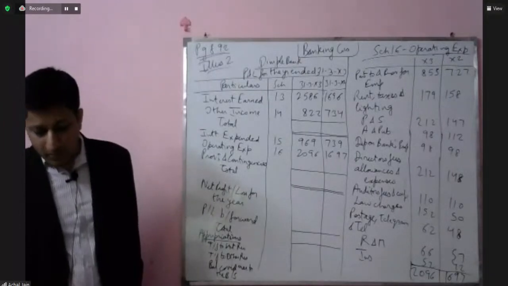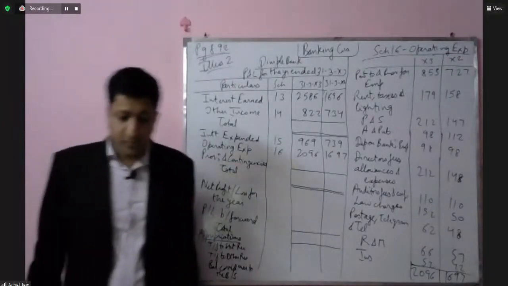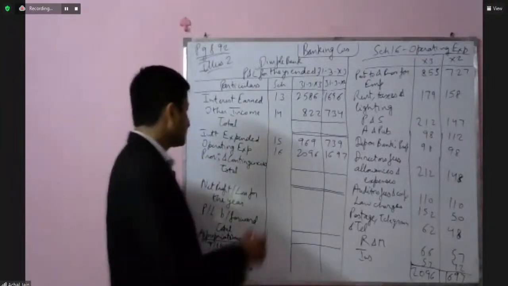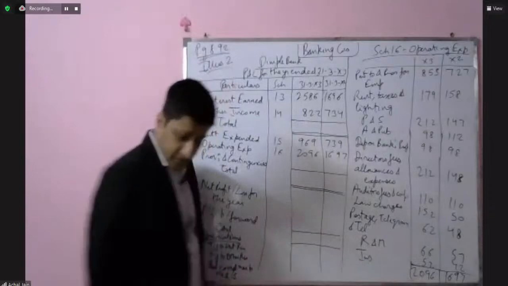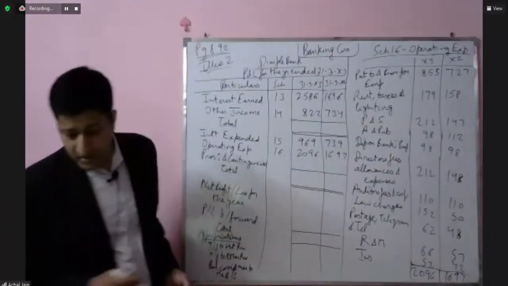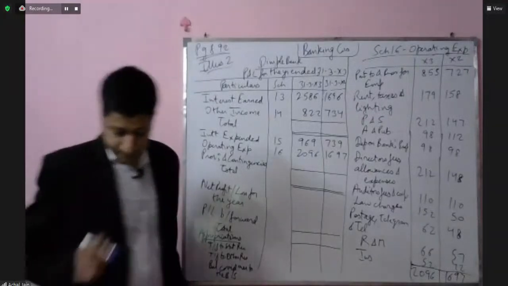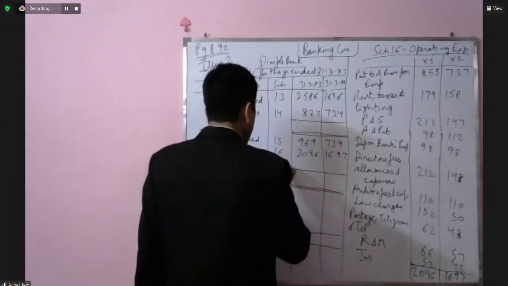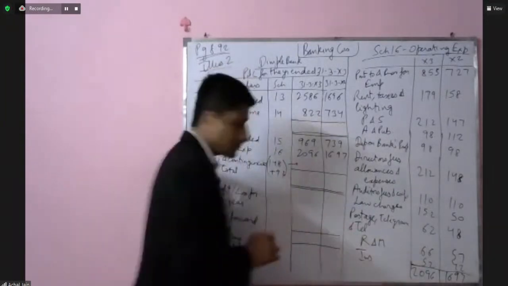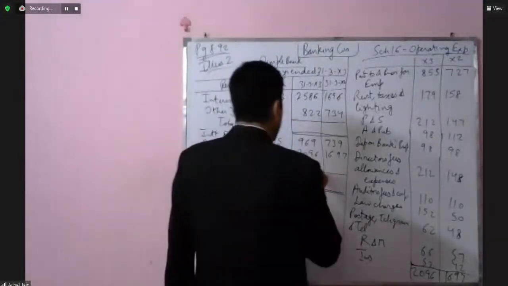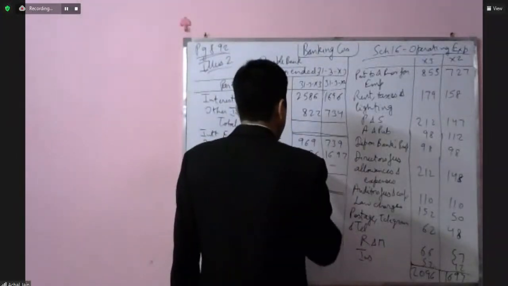Okay, now moving on to the provisions and contingencies. Now we have two provisions, tax provision and provision for doubtful debts. So we can also create a working note if required, or otherwise I can just plot the number over here. This is 148 plus 92. So this will be 240 for the current year and last year it is nil.